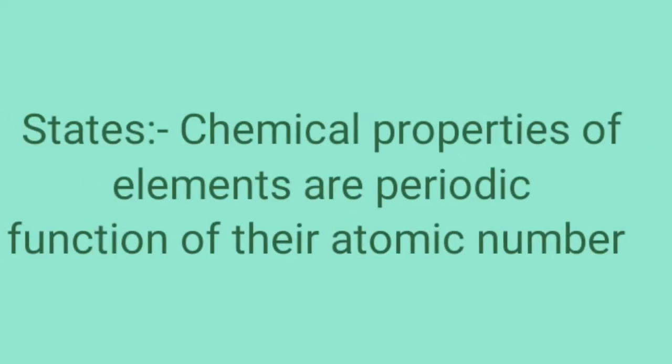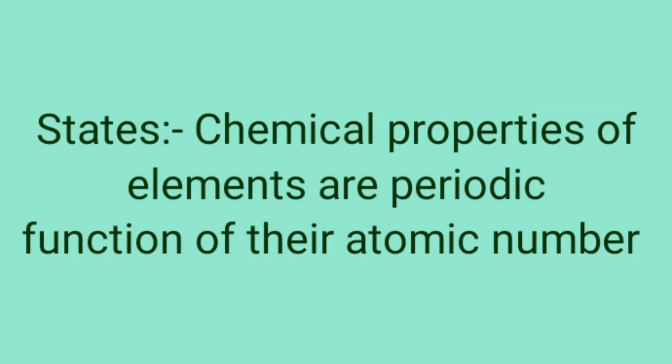The modern periodic law states that properties of elements are a periodic function of their atomic number, whereas the Mendeleev periodic law states that properties of elements are a periodic function of their mass number. In the modern periodic table, properties are completely based on atomic number, not on mass number.